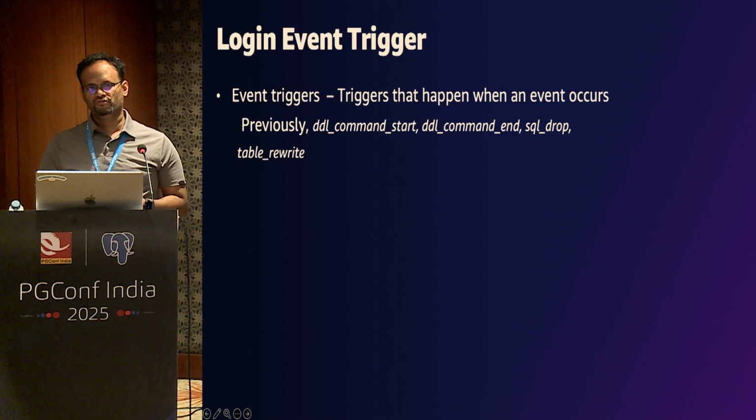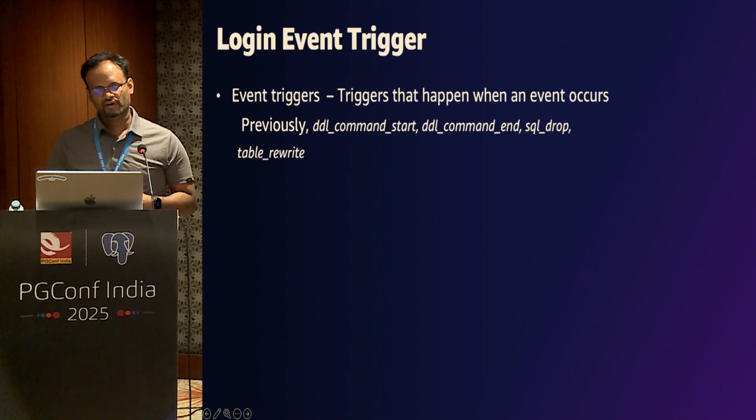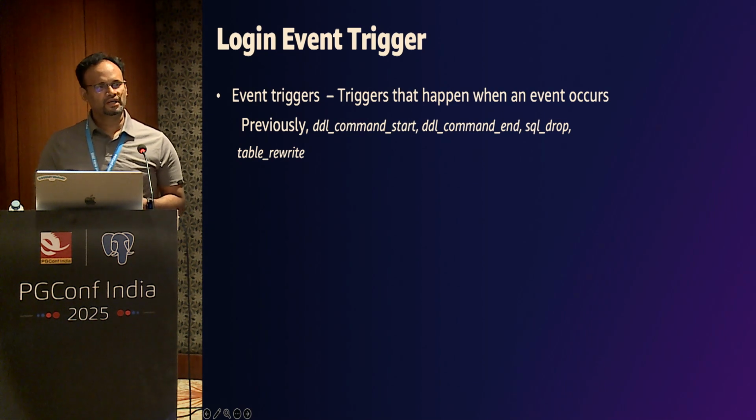SQL drop fires when you drop a specific object from a database. It could be a table, function, or a view. And similarly, table rewrite event occurs when you add a new column to a table or alter an existing column in a table.